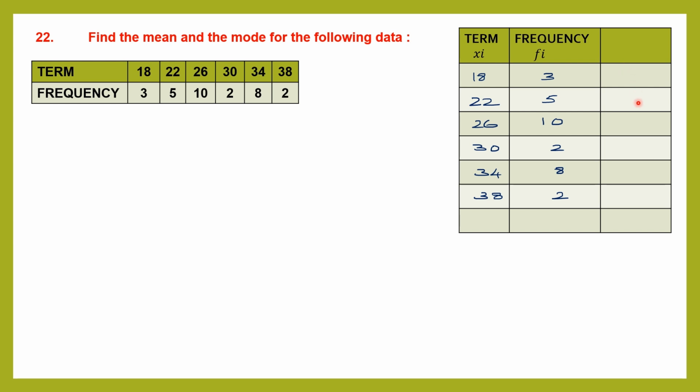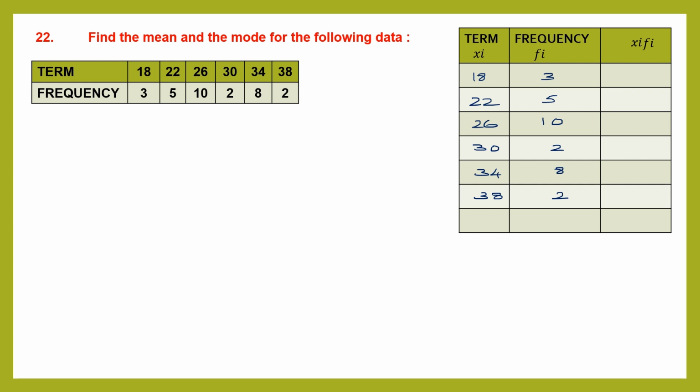Now we need to find the sum. To find the sum of the observations, we have to multiply this. Now 18 has occurred 3 times. We can't just add these up to get the sum of the observations, because each observation has been repeating a few times. 18 has occurred 3 times, 22 has been repeated 5 times, 26 10 times and so on. So we have to find the sum of the observations by multiplying xi and fi. So let's multiply these and see.